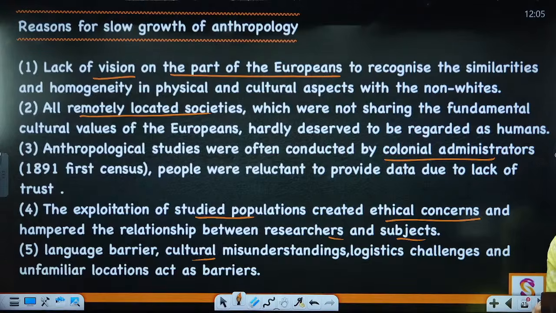Next, second one. Ethnocentric view of Europeans about other cultures.